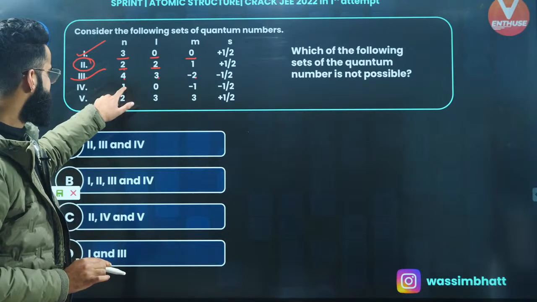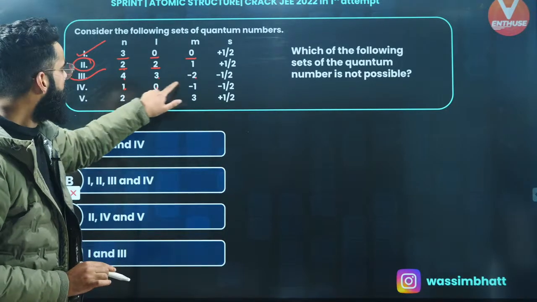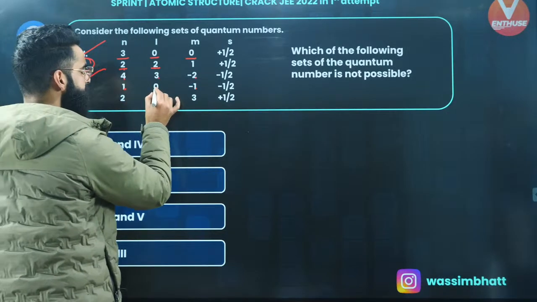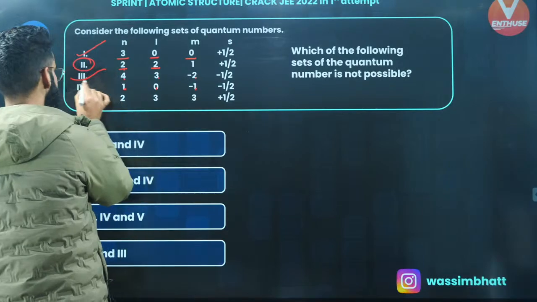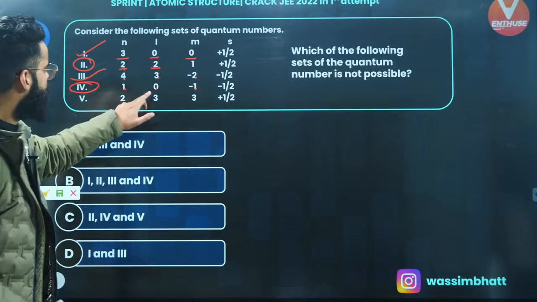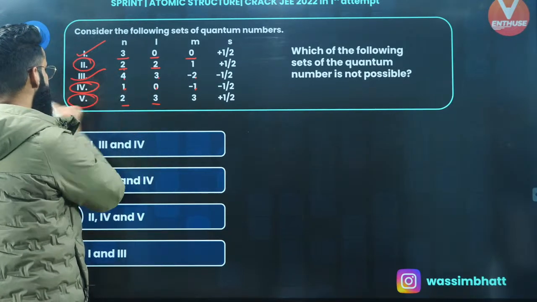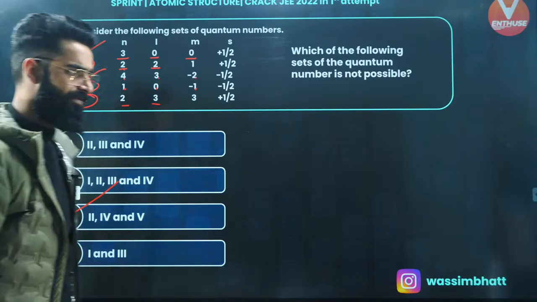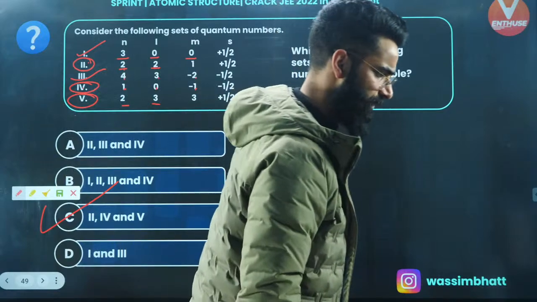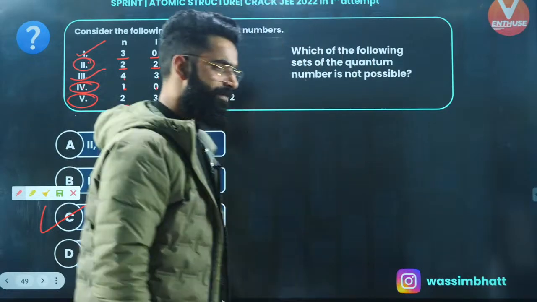Just a second, guys. Yeah, 1, 0, minus 1. See, L value is 0 and m is always from minus L to plus L, right? So m cannot be minus 1. So this also is incorrect. 2, 3, L value is greater than 2. This also is incorrect. So 2, 4 and 5 are incorrect ones. So it's option C which is the correct answer of this particular question. Right, people?